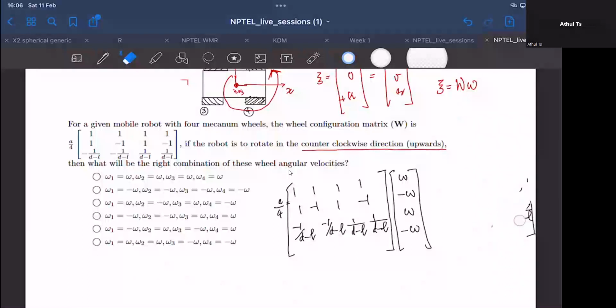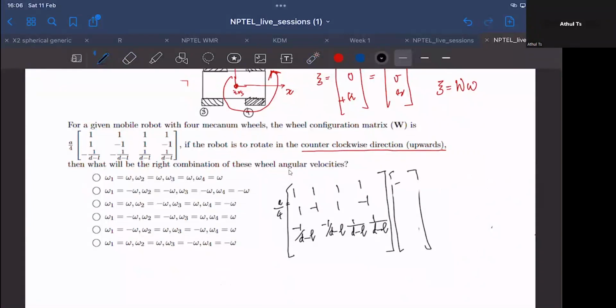And this being the third option, we'll consider the fourth option also. What does the fourth option say? As per the fourth option, the combination is minus omega, minus omega, omega, omega. And if we multiply this out, it would be minus omega, plus omega, plus omega, some A by 4 times.